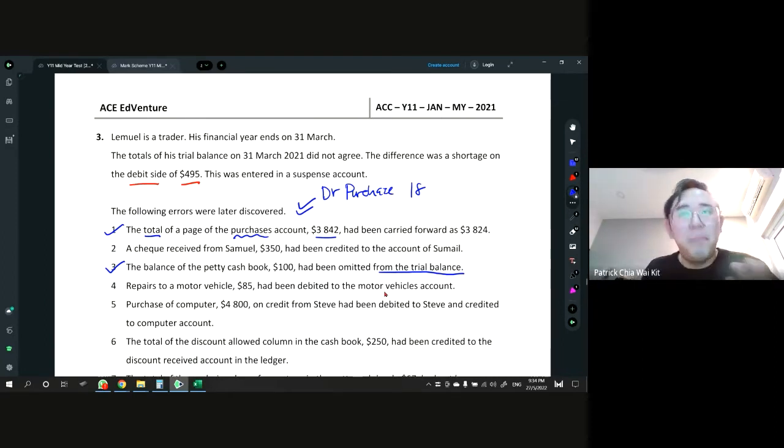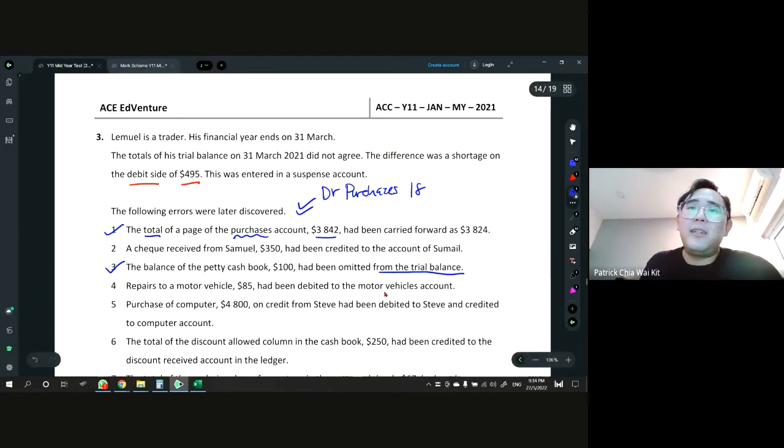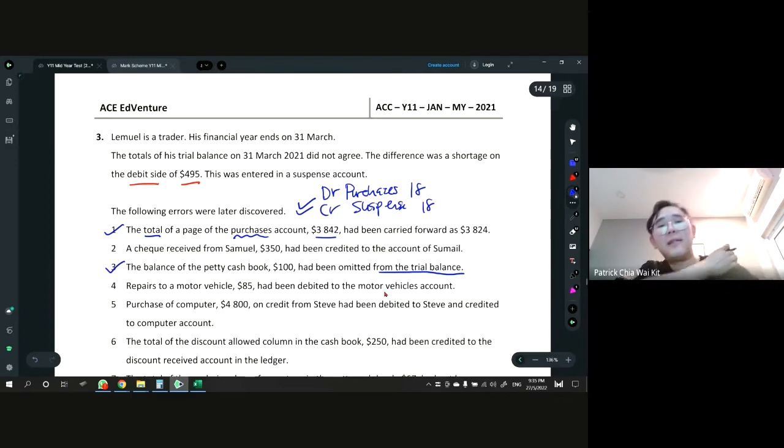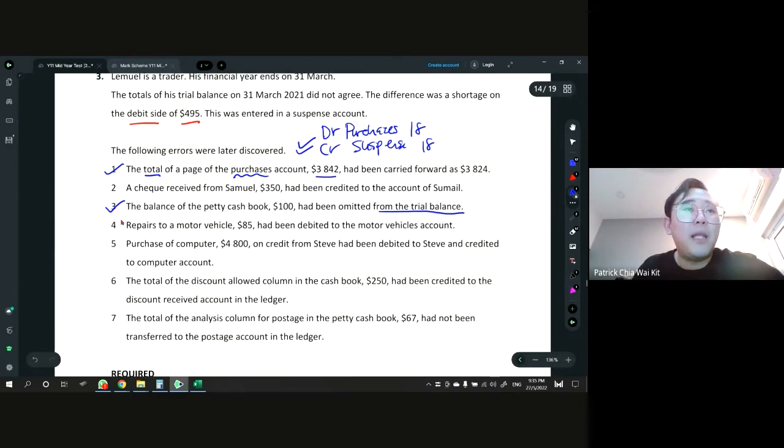All right, so we fixed the problem already. But our answer is still hanging, because double entry cannot just have DR and no CR, it must have DR and CR. So the answer is still hanging, therefore I put suspense as the last answer: CR suspense 18. So that's how we do it. All right, then let's jump to part number three.